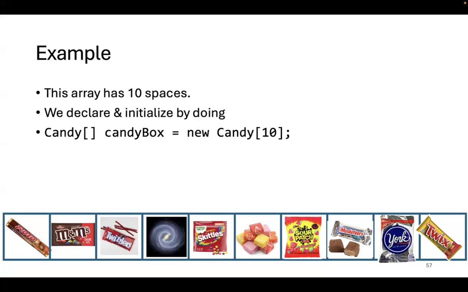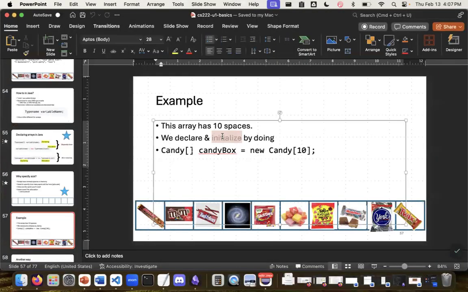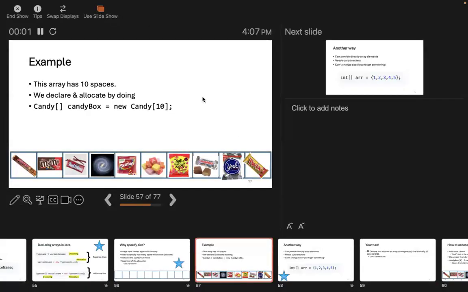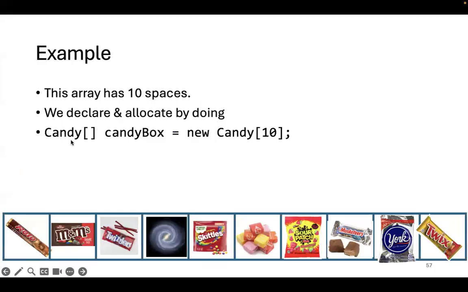Okay, so for example, this array full of candy has 10 spaces, and so we'll declare and allocate it by doing candy, empty brackets, candy box, which is the name of the variable, and then equals new candy 10. Okay. Is this clear so far?